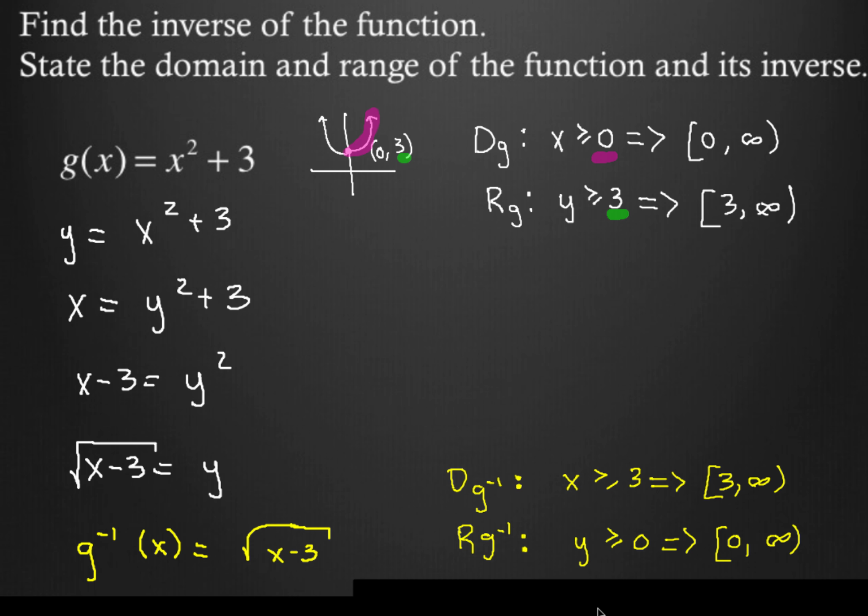Same thing for the range. The range for g inverse is going to be all y's greater than or equal to 0. If you were to graph this function and take a look at it from a graphical perspective, our inverse function would look like this. We would start at the coordinate (3, 0), and we would just go like this.